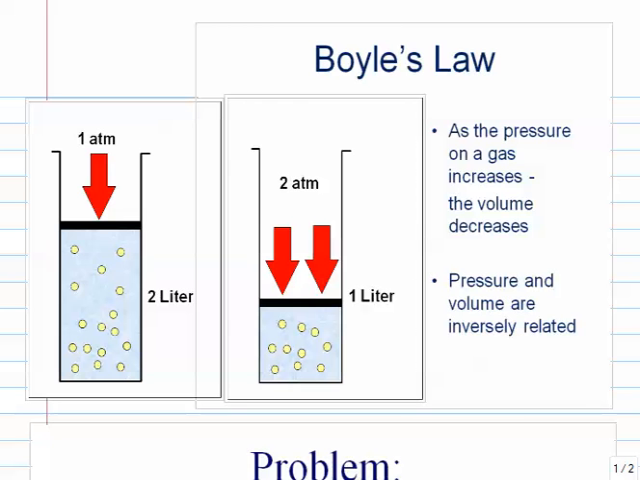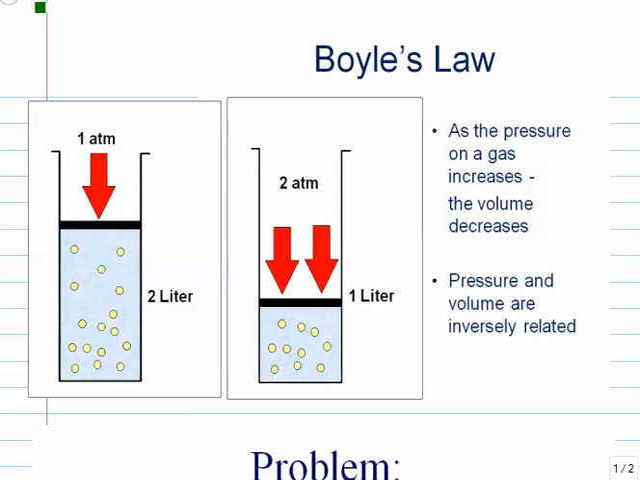What this basically says is that the volume of a gas is proportional to 1 over P. That is, it's inversely proportional to pressure. As volume increases, pressure decreases, and vice versa.